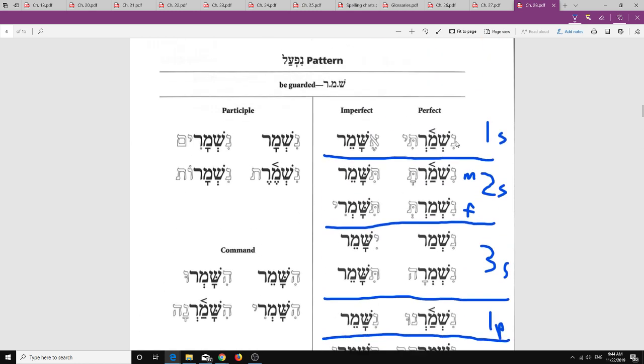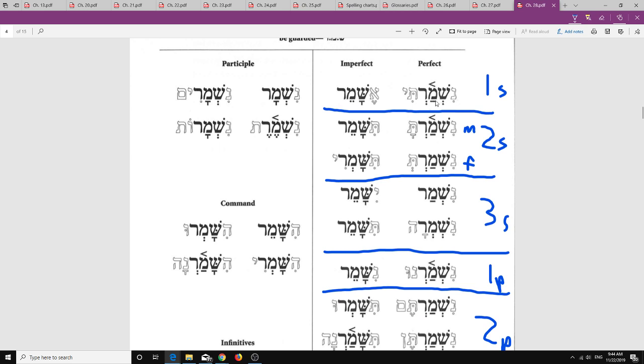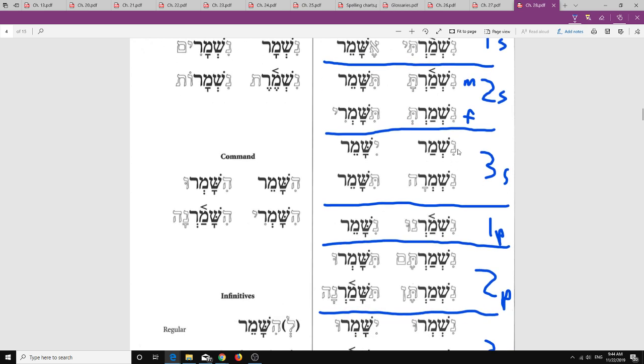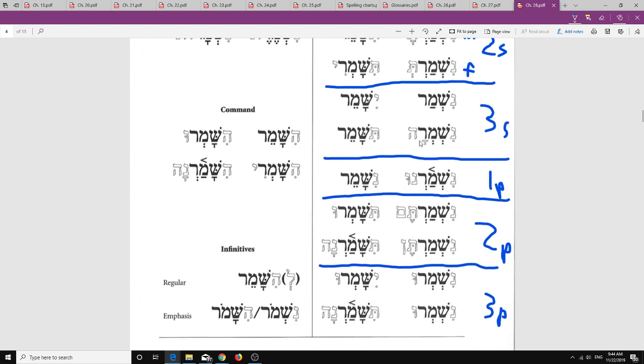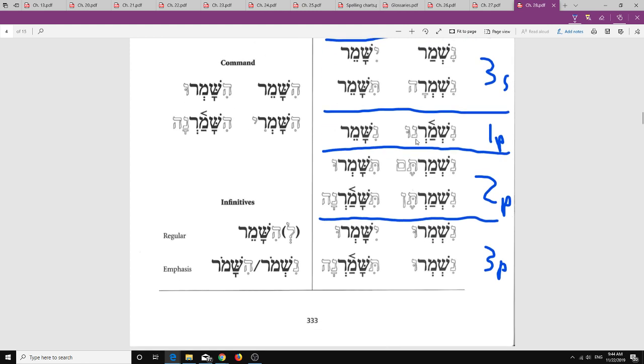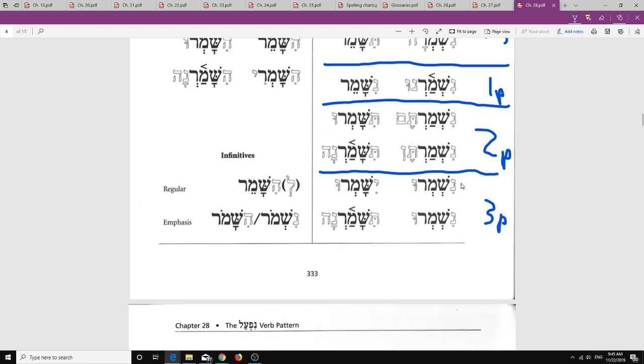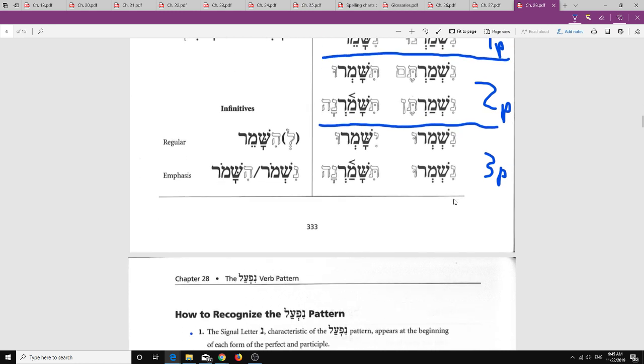I'm sure you already know this. So nishmarti, I was guarded. Nishmarta, you were guarded. Nishmart, you were guarded. Nishmar, he was guarded. Nishmara, she was guarded. Nishmarnu, we were guarded. Nishmartim, you all were guarded. Nishmartin, you all were guarded. Nishmru, they were guarded. Okay?